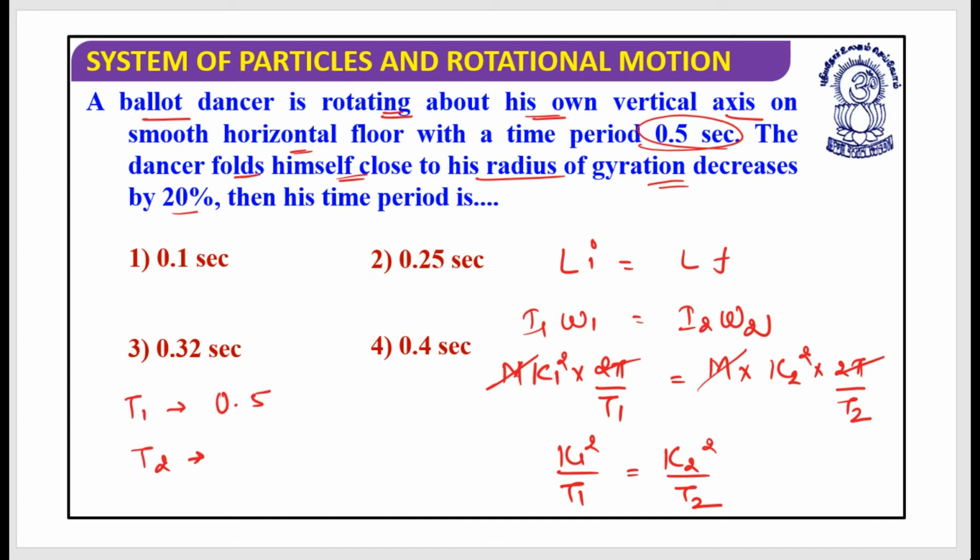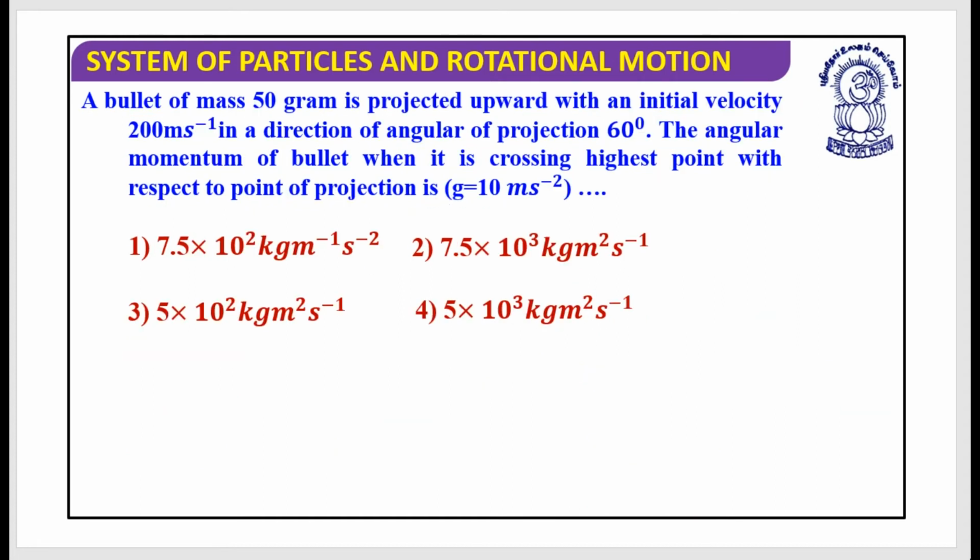You want to find out t2. K1 is the initial radius of gyration. Take it as 100, and the new radius of gyration is going to be decreased by 20 percent, so it would be 80. Put up the value and get the answer done. I hope this is clear. Will you be capable of doing this? Great. Well done. Let's work on the next question quickly.